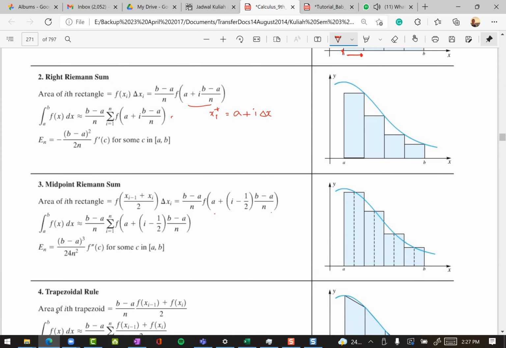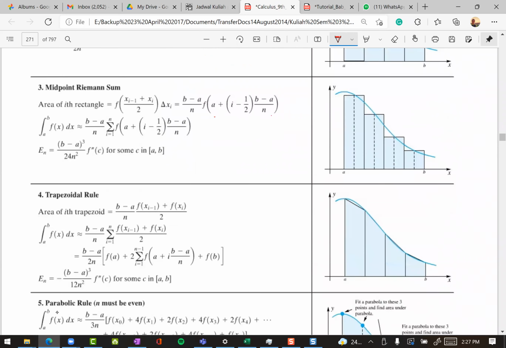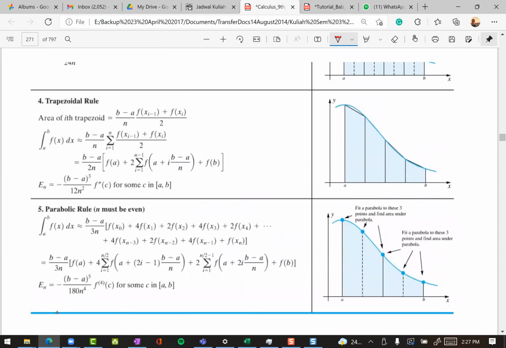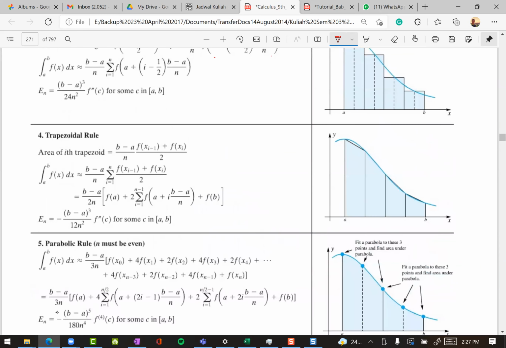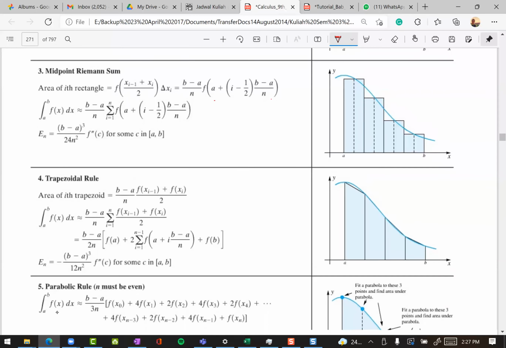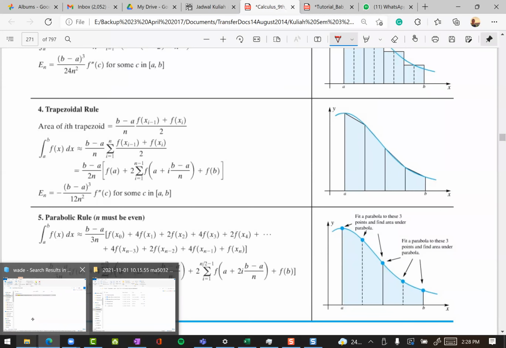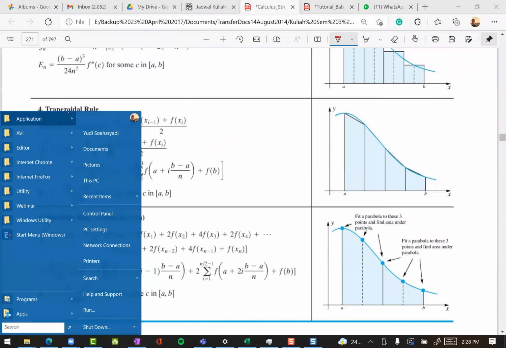Okay, and there is what we call the trapezoidal rule. All right, let me just check the Maple. I have to open this. I should have opened this Maple.